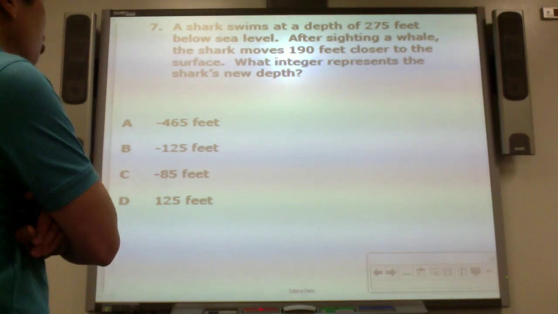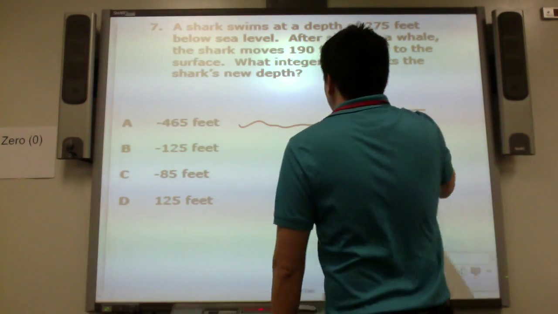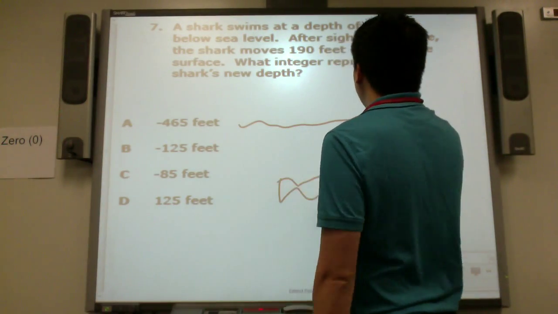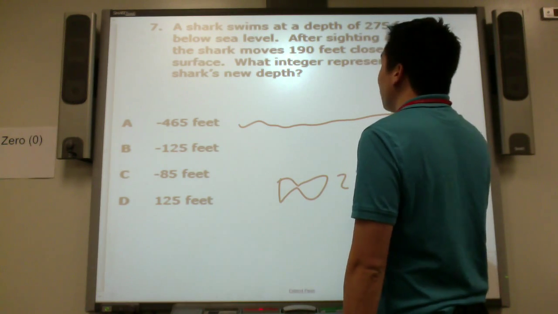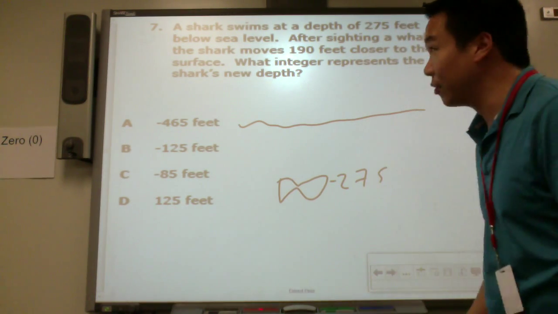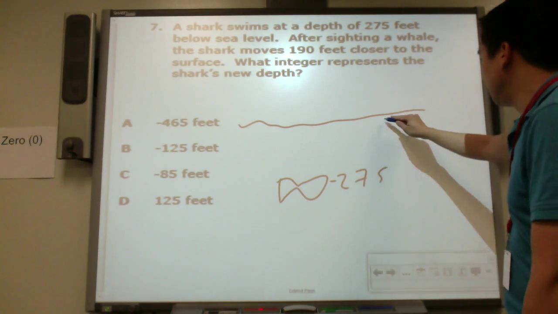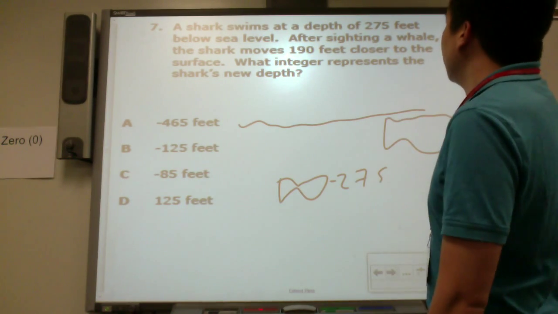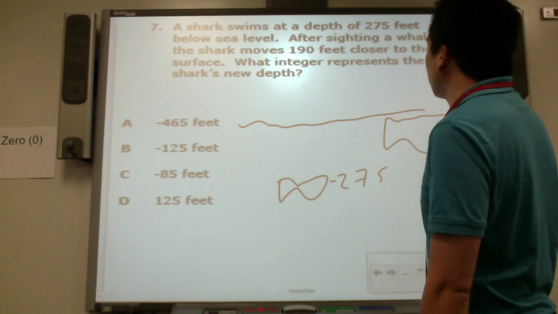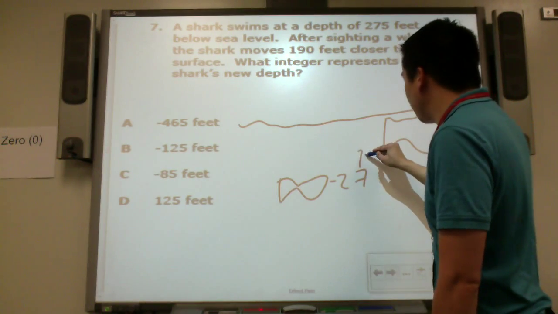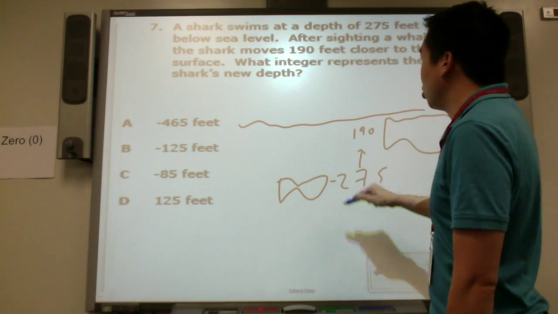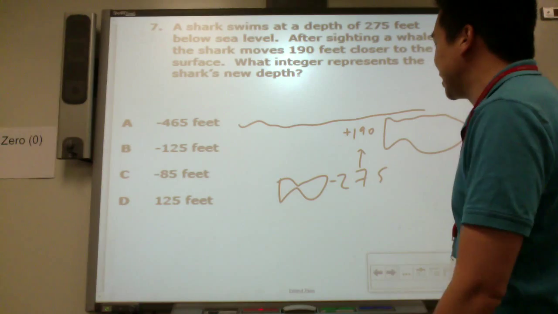Number 7, a shark swims at a depth of 275 feet below sea level. After sighting a whale, it moves 190 closer to the surface. So it goes up 190. Goes up. Where is it now?